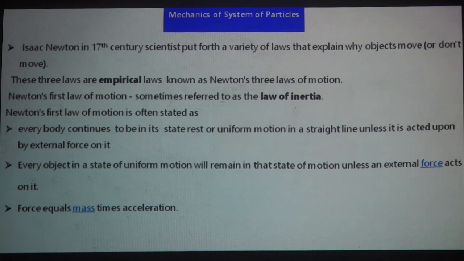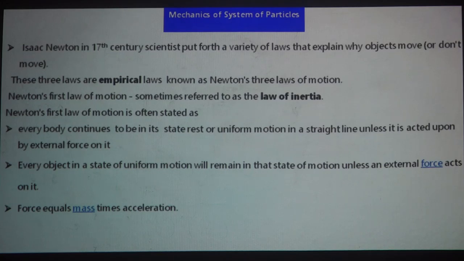And dynamics, of the motion of a body, we study the laws of motion of bodies, that is the cause and production of their motions. So here we have two aspects, kinematics and dynamics.